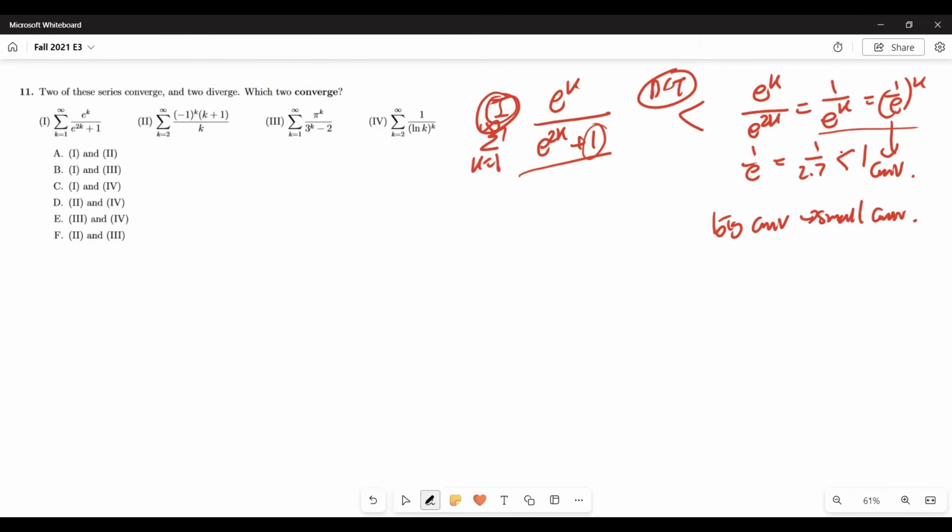So this one is converging. So it's going to be A, B, C option. D, F cannot be the answer choice.